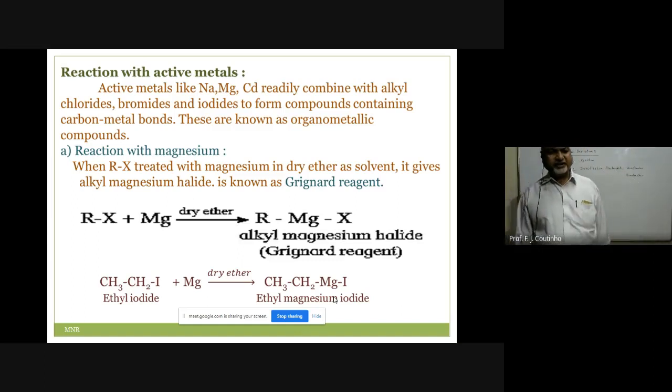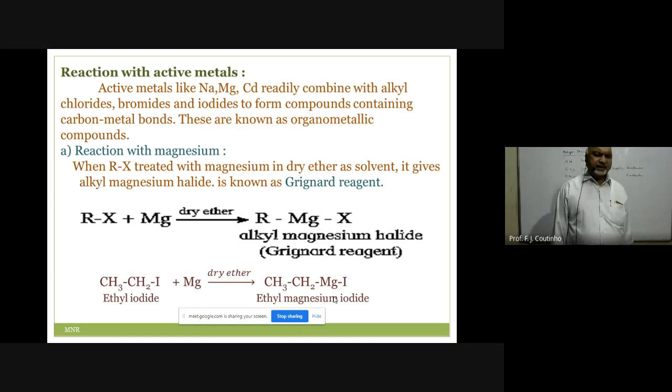Now here, there is a simple reaction, that is the reaction with magnesium. This reaction with magnesium gives Grignard's reagent. When an alkyl halide, that is RX, is treated with magnesium, a metal, in dry ether as a solvent, it gives alkyl magnesium halide. Why alkyl? Because there is R. Why magnesium? Because Mg is there. And halide because there is an X. So RMgX is known as alkyl magnesium halide.